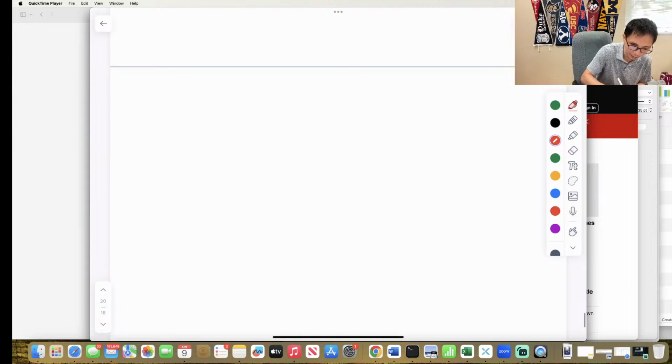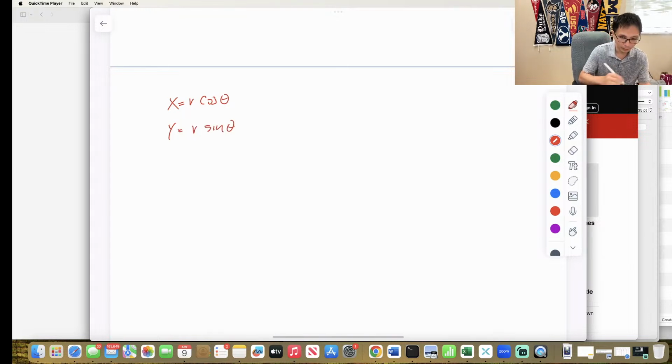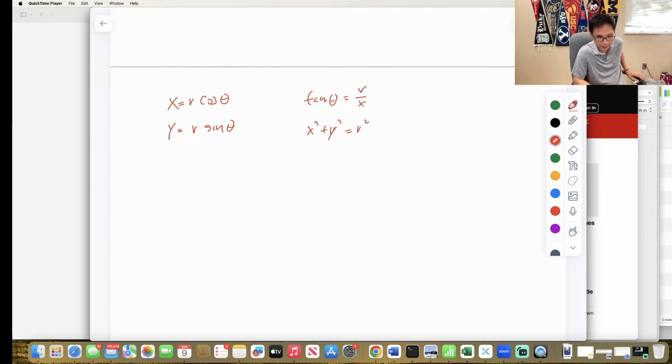The polar formulas you need to know are x equal to r cosine theta, y equal to r sine theta. You have to know this. And tangent theta is equal to y over x, and x squared plus y squared is equal to r squared. So those are the things that you need to know for polar equations.